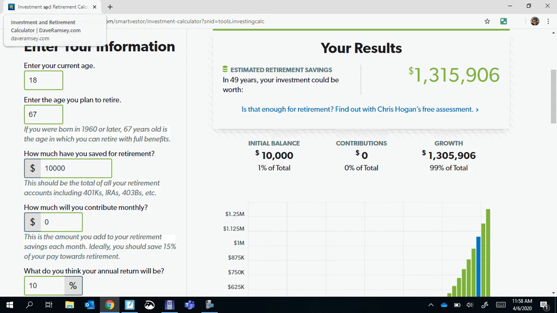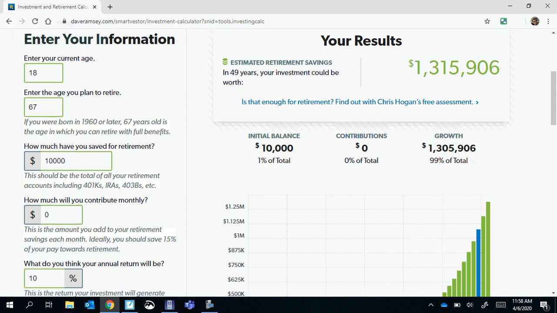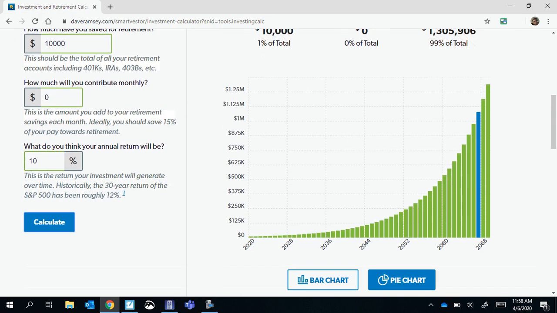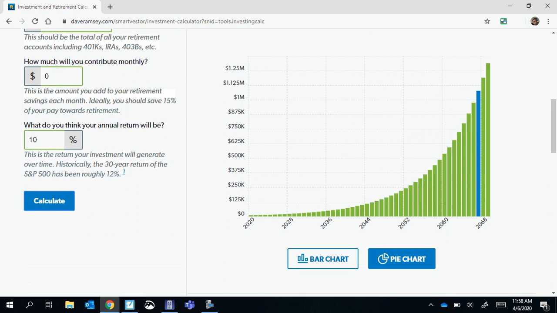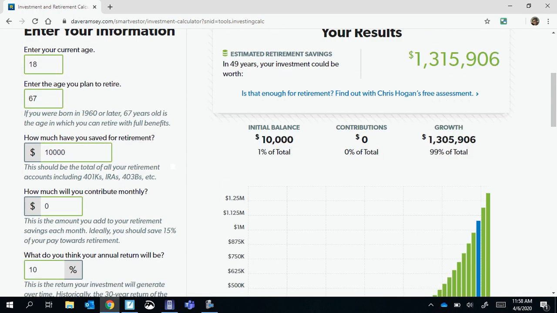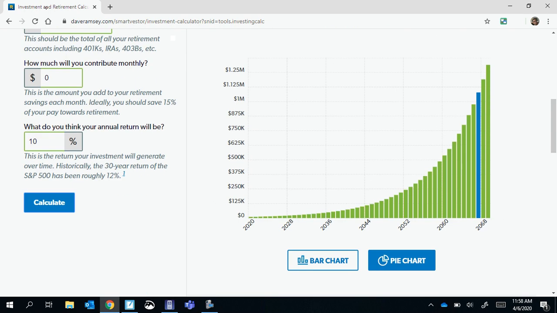$1,315,000. So almost all of that would be growth, in addition to the $10,000 that you started out with. Now, if you look at it, it takes a long time to really get going. And then the later years are when it really takes off. That's what the exponential growth part looks like.